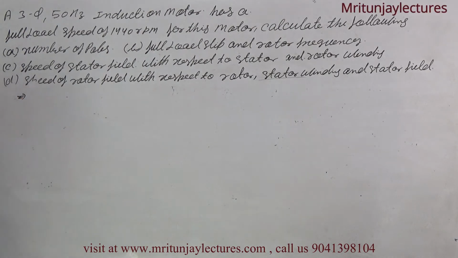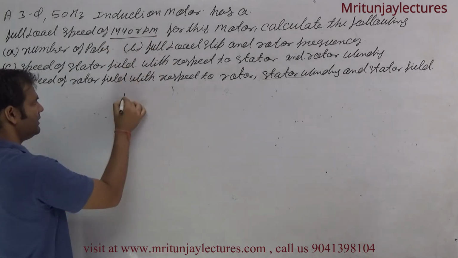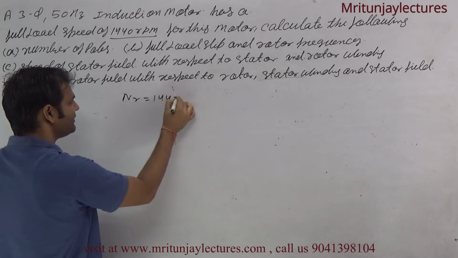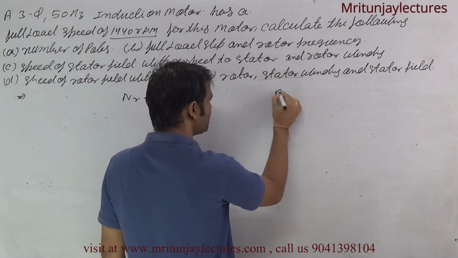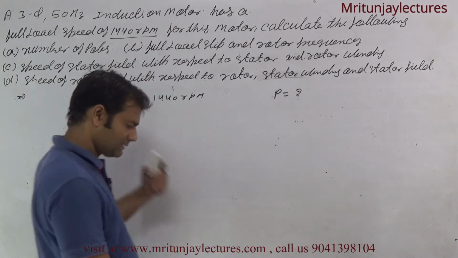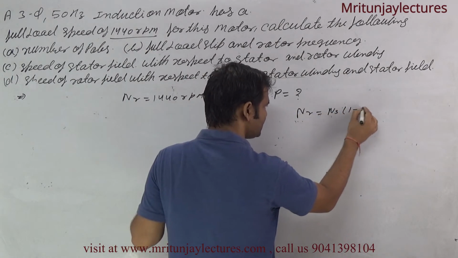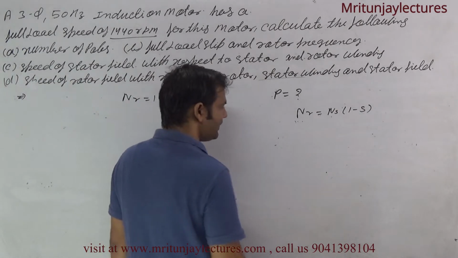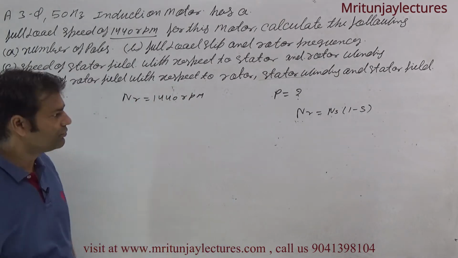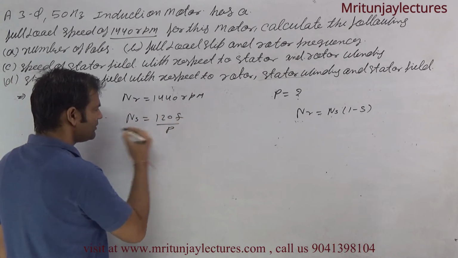Now, corresponding question: a three-phase 50 Hz induction motor has a full load speed of, like this one, Nr is given. Okay, I know that for our motor, first of all, determine the number of poles. We know that Nr is equal to Ns into (1 minus S). Nr is always closer to Ns. So you can also use the formula Ns equal to 120 F by P.